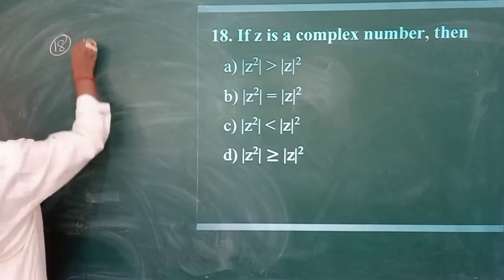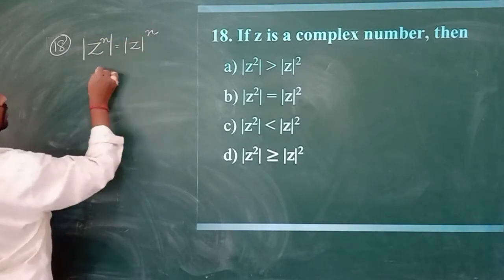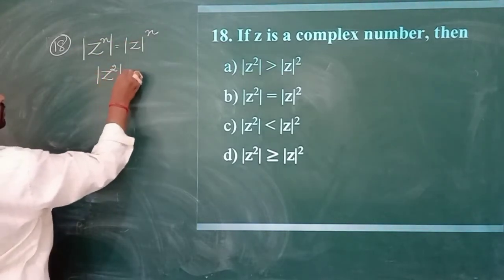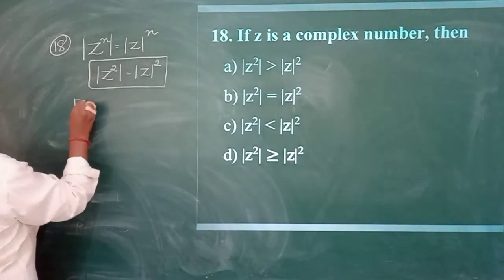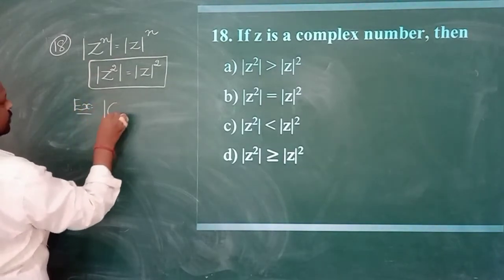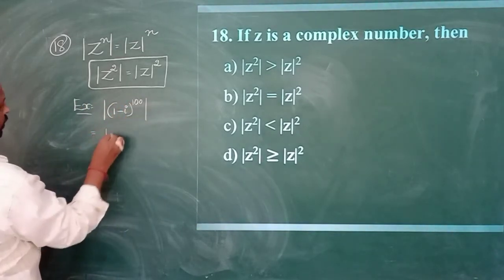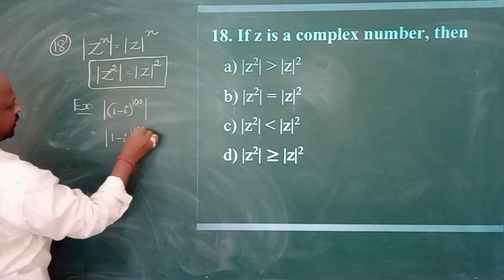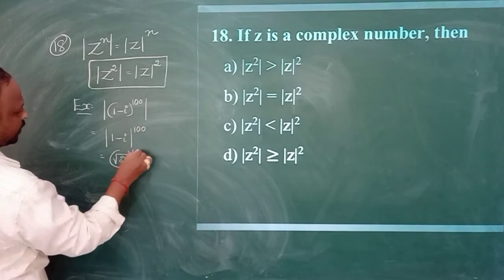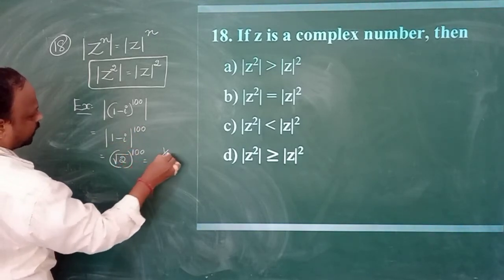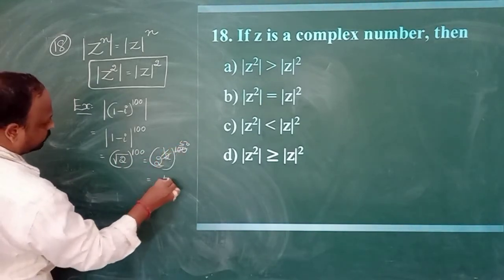So 18th one, formula comes: modulus of z power n is equal to mod z whole power n. So here modulus z square is equal to mod z whole square. Let me give you an example: what is modulus of 1 minus i whole power 100? What is modulus of 1 minus i, root 2, whole power 100. So this will be 2 power 1/2 whole power 100. So 2 power 50.